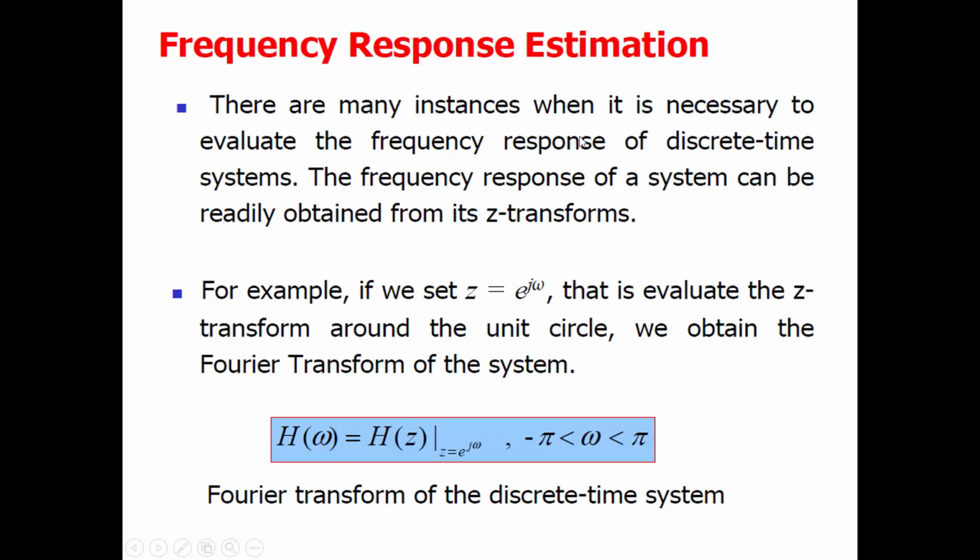Now, frequency response estimation. There are many instances when it is necessary to evaluate the frequency response of discrete time systems. The frequency response of a system can be readily obtained from its Z transform. What we have to do to obtain the frequency response of a system is that in H(z), for every z you put it equal to e to the power j omega, and you get the frequency response of the system, where omega will of course vary from minus pi to pi. So this is actually taking the Fourier transform of the discrete time system.